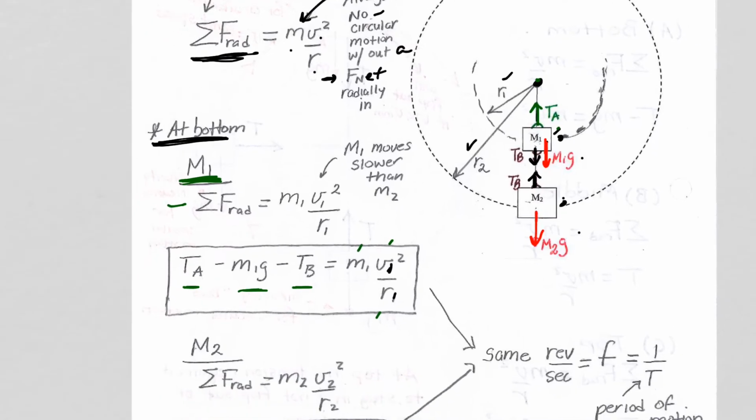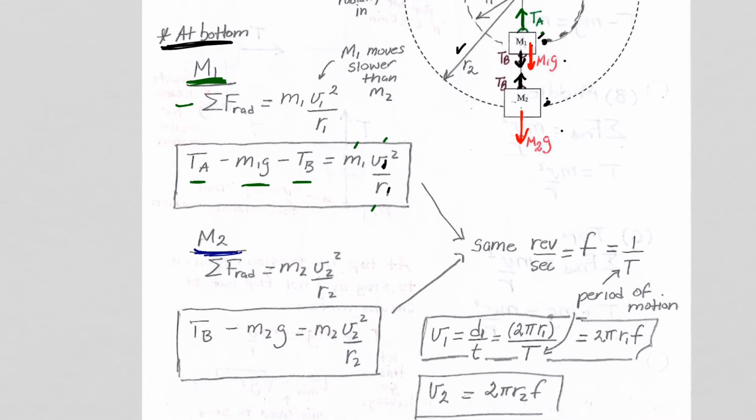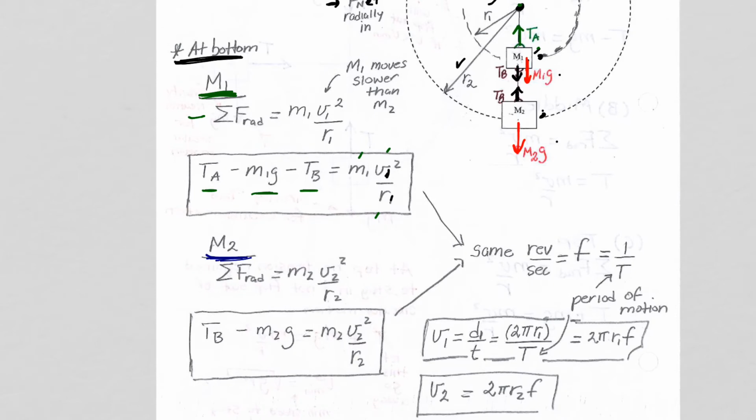M2 I'll do in blue here. And let's look at the M2 forces. For M2, the sum of the forces in the radial direction: tension B is now radially inward, and only gravity is radially outward, equals M2 V2 squared over R2.